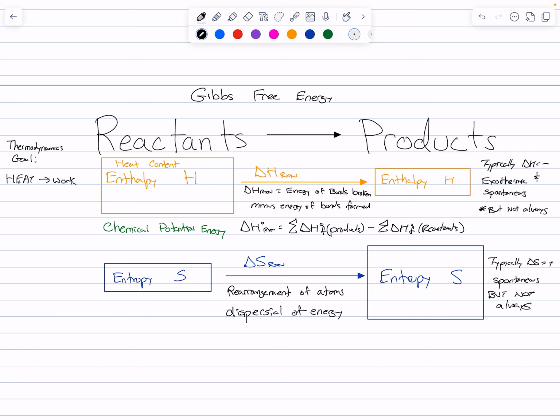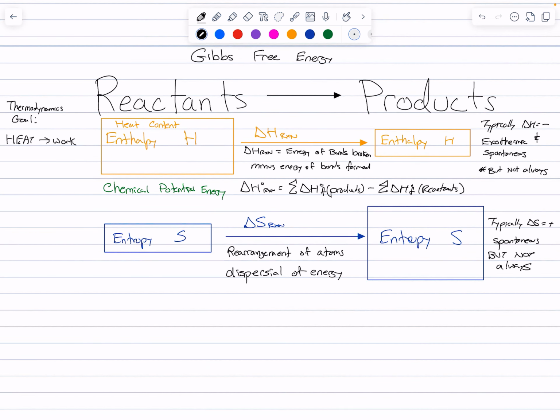We got delta H for a reaction and delta S. So we got the heat transfer at constant pressure, and then basically the rearrangement of atoms and the dispersal of energy. How do those meld together? If we take a real example, hydrogen gas and oxygen gas to make water.